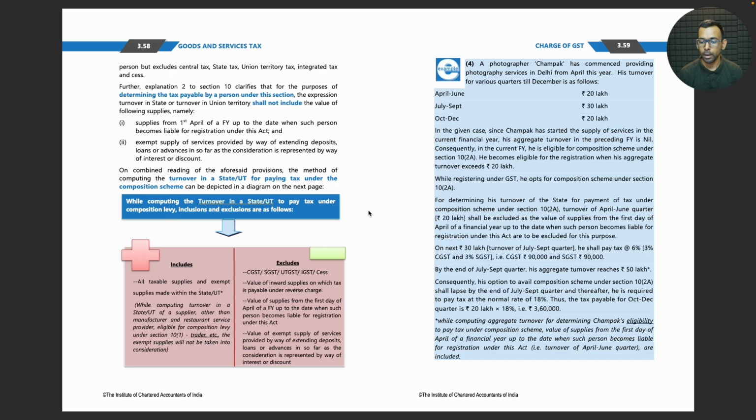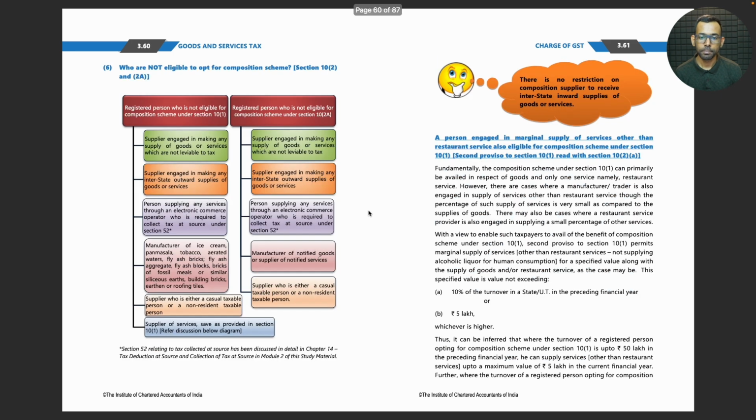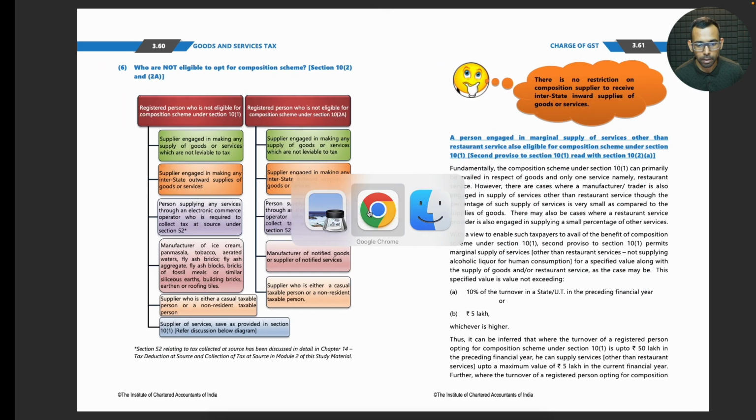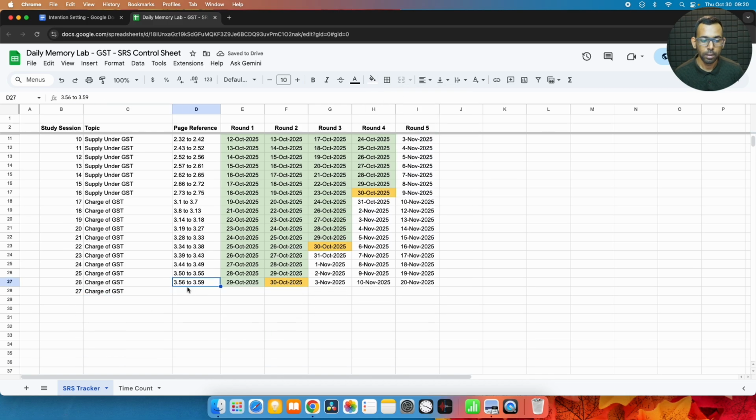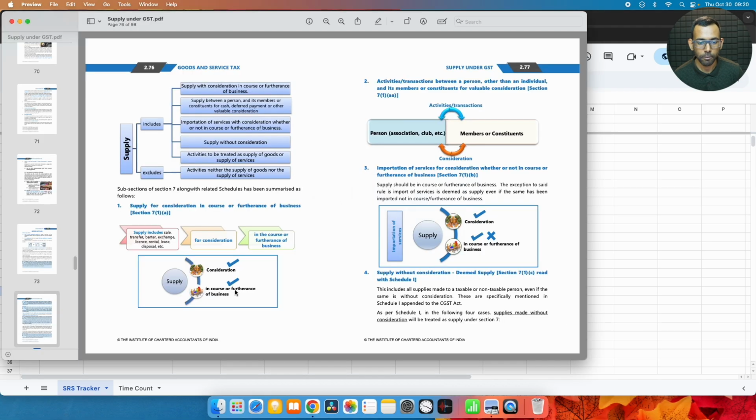While computing aggregate turnover for determining Champak's eligibility to pay tax under composition scheme, value of supplies from the first day of April of a financial year up to the date when such person becomes liable for registration are included. So we completed whatever we have studied previously; we have revised them. Now let us go to the next segment, which is we will read the fresh pages for the day.